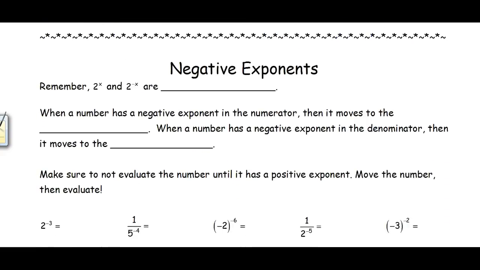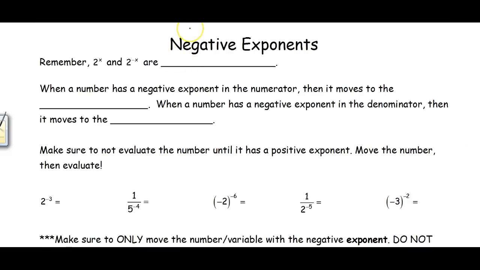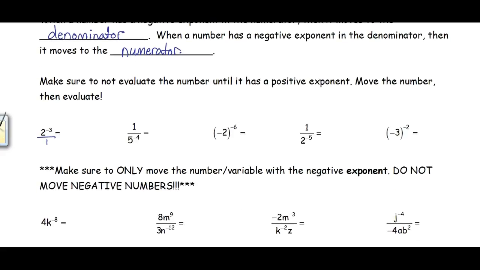Now let's talk a little bit more about negative exponents. Remember, 2 to the x and 2 raised to the negative x are opposites. When a number has a negative exponent in the numerator, then it moves to the denominator. When a number has a negative exponent in the denominator, then it moves to the numerator. So it doesn't always have to move to the denominator, it can also move up to the numerator. Let's take a look. Remember, every single number is always under or over 1.